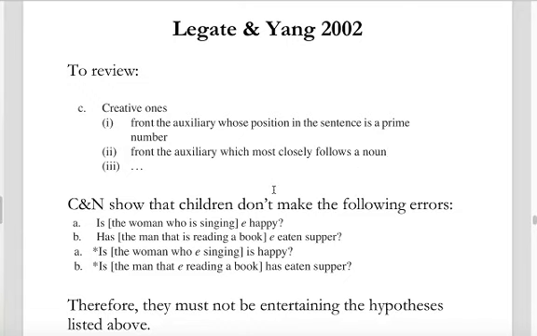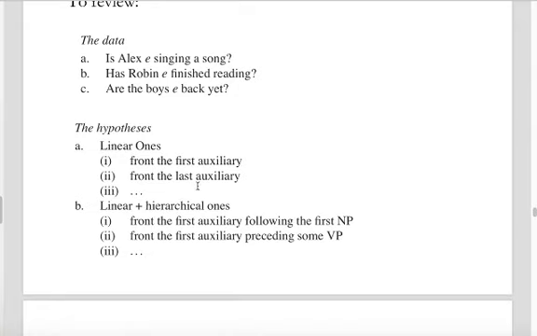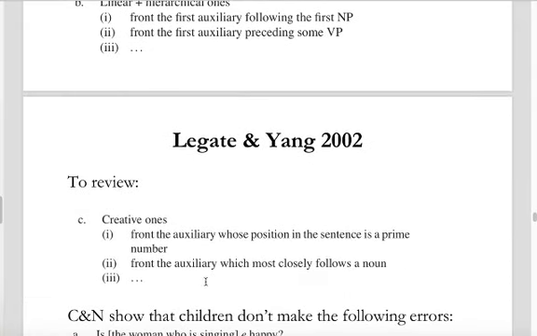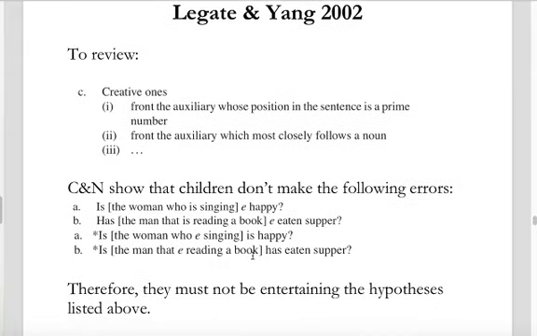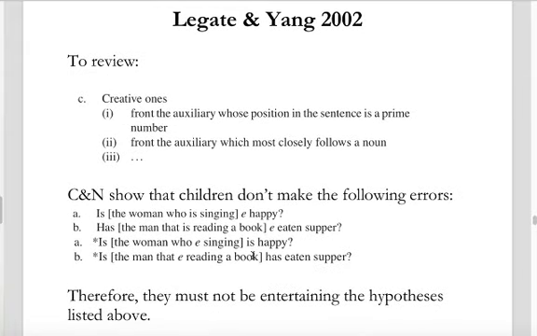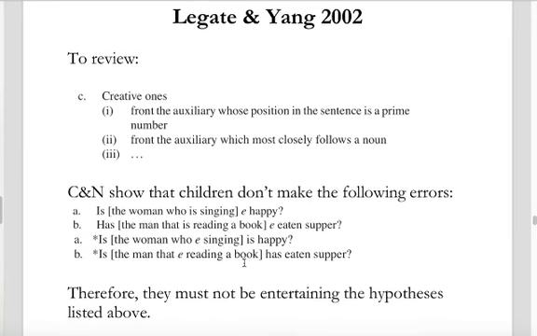Crain and Nakayama show that children don't make the following errors, the ones in A and B here. Is the woman who's singing is happy? Is the man that reading a book has eaten supper? We found that children do make some errors on these questions, certainly. They're very complex, but not these errors. Which is interesting. Therefore, they can't be entertaining any of these hypotheses. The linear ones, the linear and hierarchical ones, the creative ones, none of these apparently are coming into play because children are not entertaining any of these. They're not making the errors that these would predict. All of these hypotheses would predict these errors, and we don't find children making them.